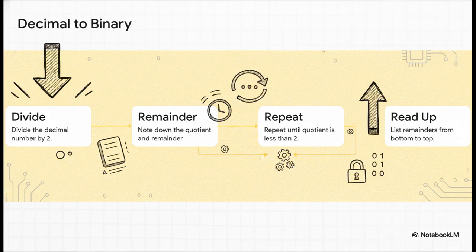You just divide your number by 2 and write down the remainder. Then divide your new answer by 2 and write down that remainder. Keep repeating this until you literally can't divide by 2 anymore. To get your final secret code, just list the remainders from the bottom to the top.